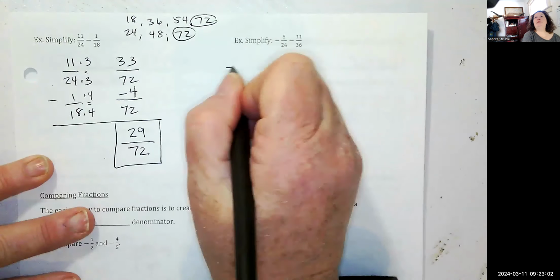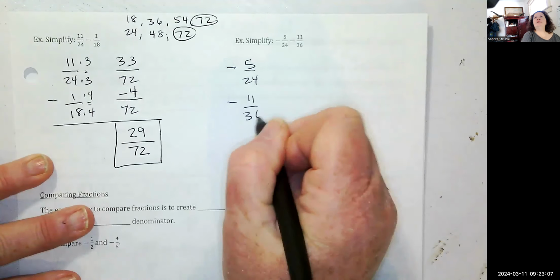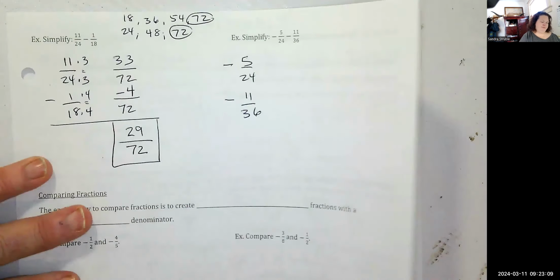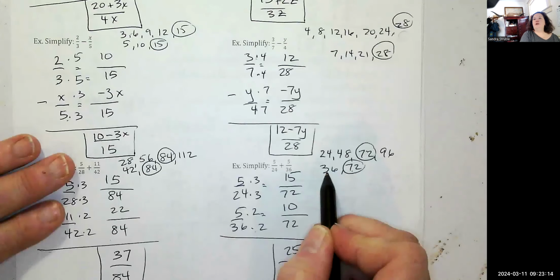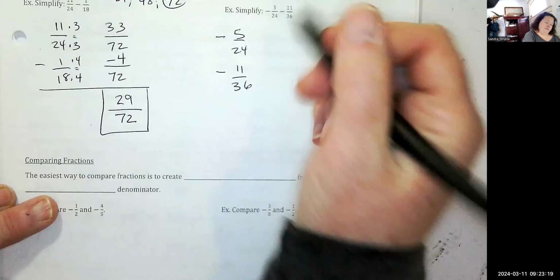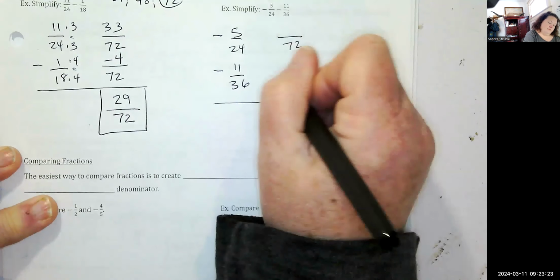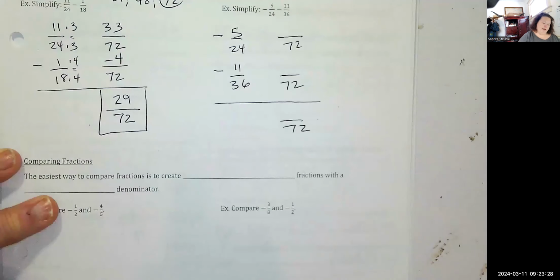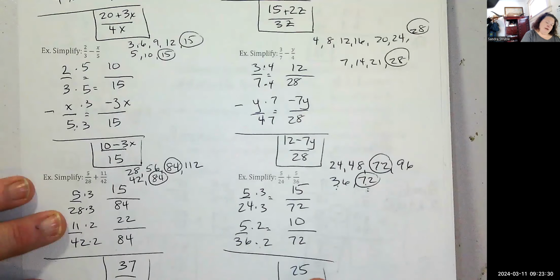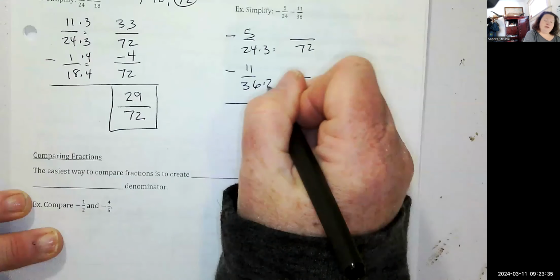Same thing for the next one. Negative 5 over 24 minus 11 over 36. We already did this one. We did 24 and 36 already, so their lowest common denominator is 72. We don't have to revisit that. All right, 24 times, what was that? 24 times 3 and 36 times 2. Times 3 and times 2.